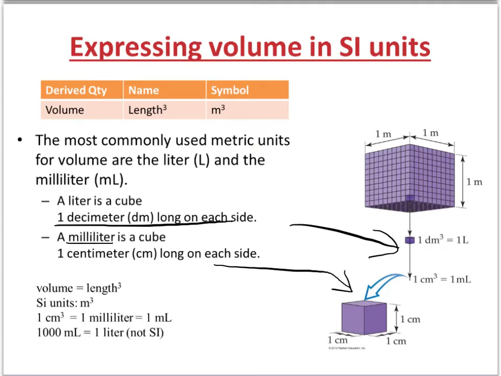When we talk about volume, volume is equal to length cubed, so the SI units are meters cubed. So 1 centimeter cubed is equal to 1 milliliter, which is shown here. You can see that there are 1,000 of these little centimeter cube blocks in 1 decimeter cubed, which is equal to 1 liter. So 1,000 milliliters is equal to 1 liter. Same thing, there are 1,000 centimeters cubed in 1 decimeter cubed.